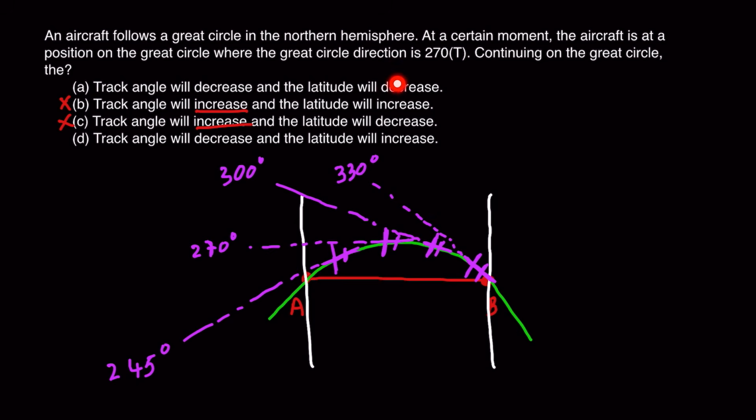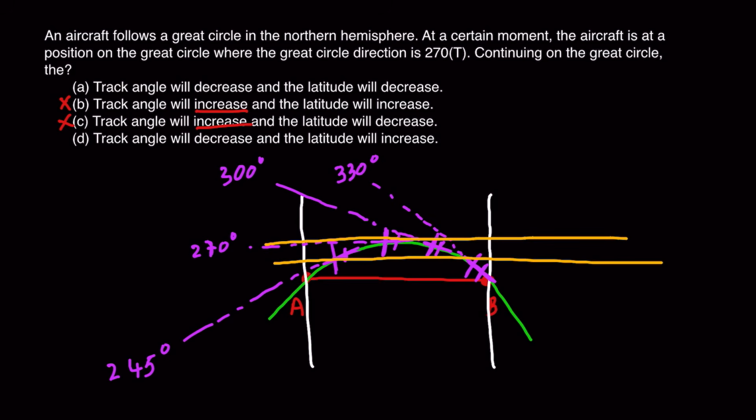Let's look at the latitude. So what will happen to the latitude? When my track was 270, what was my latitude? This was the latitude. Now when I'm continuing from B to A at a point where the track is 245, what is the latitude? The latitude is this. So what is happening to my latitude? It is decreasing, right? Earlier, if I was at, let's say, 30 degrees north, now I'm probably 20 degrees north. Just an exaggeration, but you get the idea, right? So my latitude is decreasing. So the correct answer comes out to be alpha.